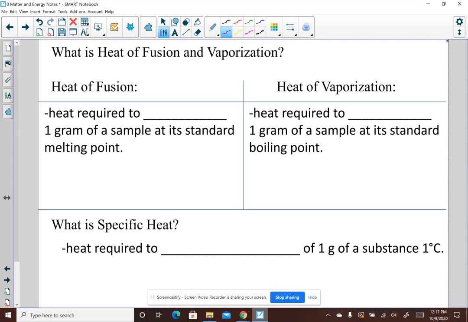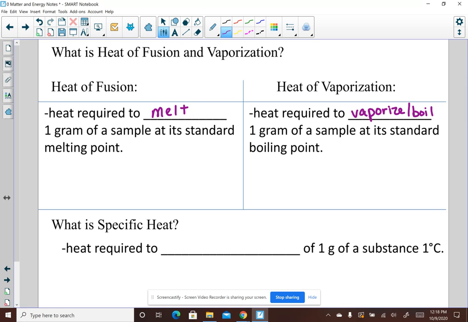So fusion is another word for melting. So heat of fusion is going to be how much heat is required to melt 1 gram of a sample at its melting point, where heat of vaporization is how much heat is required to vaporize or boil 1 gram of a substance at its boiling point. Okay, so those numbers are standard numbers, and if you are taking the Regents, you're going to be allowed to use your reference tables, and the heat of fusion and heat of vaporization for water are given to you there.